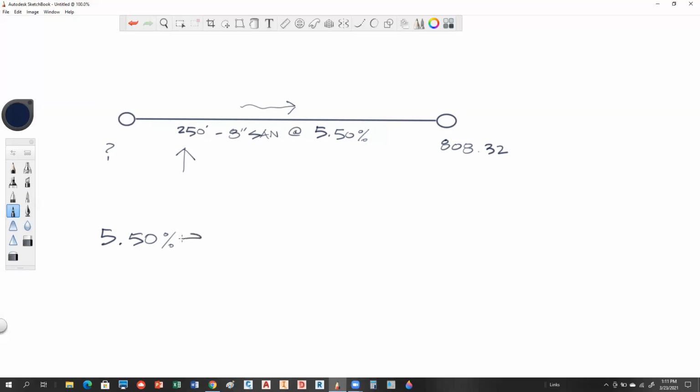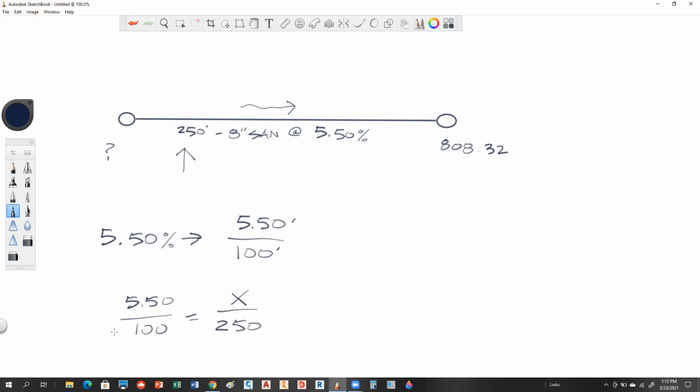So what is this telling me, Casey? Every 100 feet, it's either rising or lowering 5.5. Well, 5.5 units, not percent. Okay. So it's saying that in 100 feet of run, it's rising or falling 5.5 feet vertically. Right. So look at this. We need to know what the rise is here, correct? So what we can essentially say is that 5.5 rise is to 100 run as X amount of rise is to 250 feet of run.